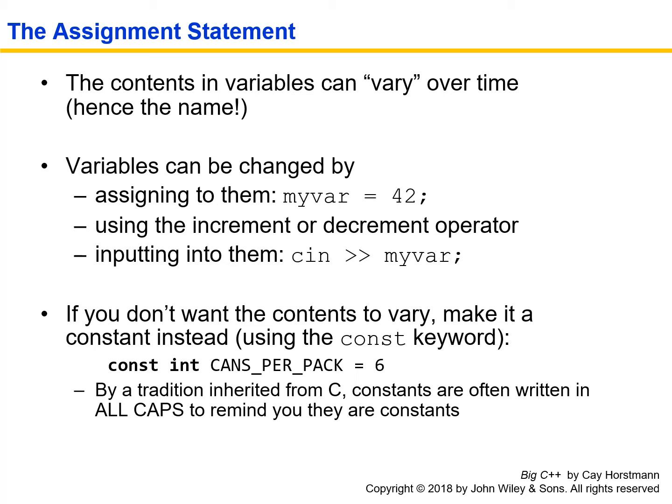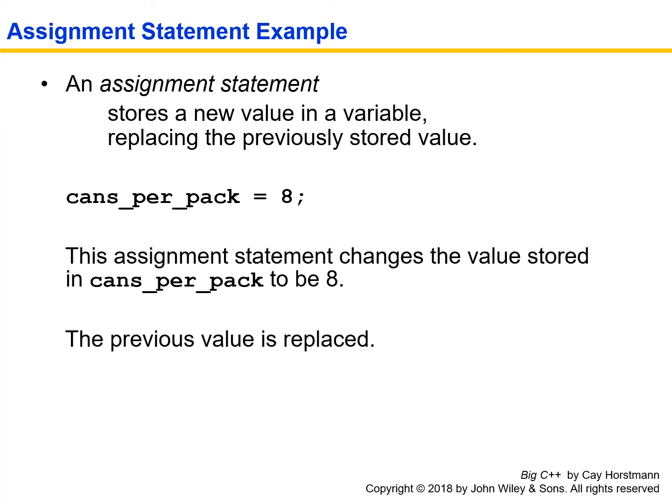Now, because of a tradition inherited from standard C, where all constants are pound defines, constants are often written in all caps in C++ as well, to remind you that they are constants and to make them look visually different from other variables.